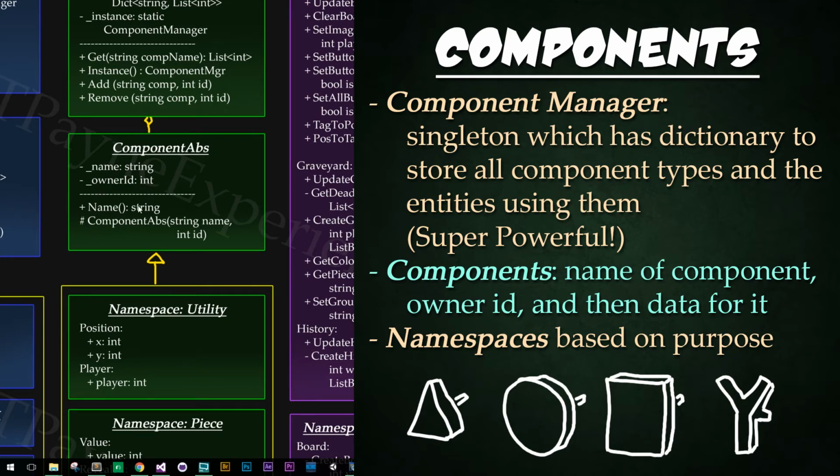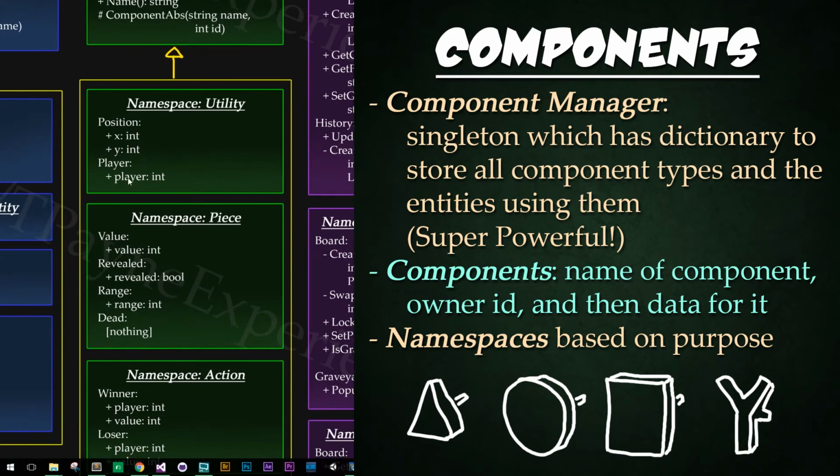Then we're going to have a function to grab the name of the component. Finally, we're going to have the constructor for it. And this is with a hashtag. This hashtag means it's protected, so that any component that inherits from this class needs to pass in this stuff. But the constructor is not open, so no abstract components can be instantiated. It's just to keep it purely abstract or purely virtual.